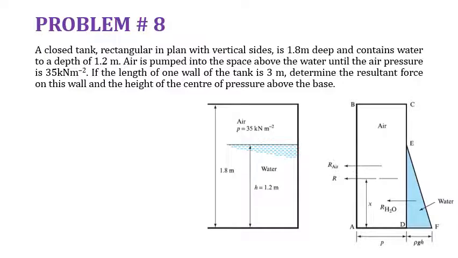So you basically have to calculate the pressure exerted on this wall by this air, which has a constant pressure of 35 kilonewton per meter square, and by this water, which has a height of 1.2 meter. The length of this wall, that is the perpendicular dimension, is 3 meter. So you have to find out the resultant force and its point of application, which is center of pressure.